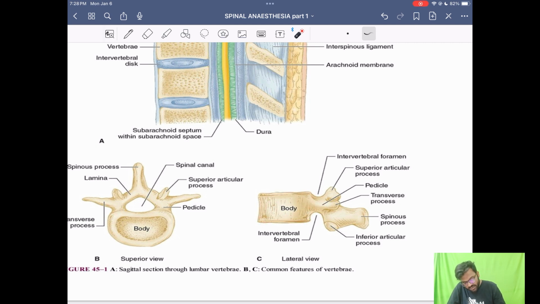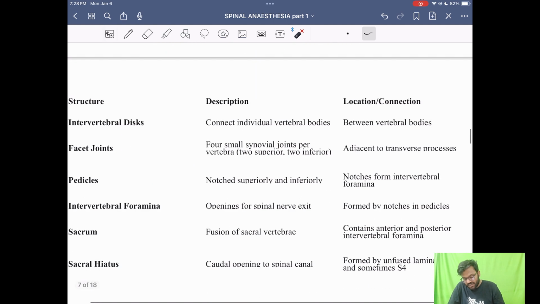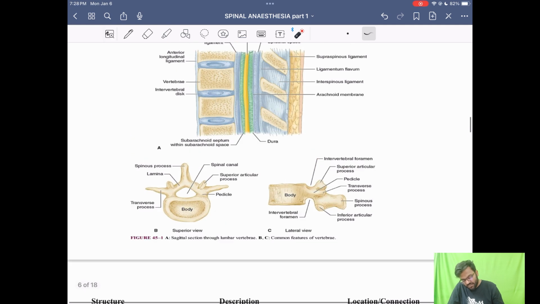The pedicle has notches above and below. These notches form the intervertebral foramina. This is the spinous process. Then there are two articular processes which articulate with the vertebrae above and below: one is the superior articular process, and the other is the inferior articular process.